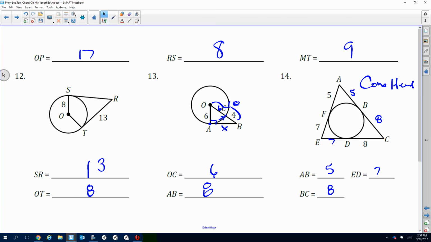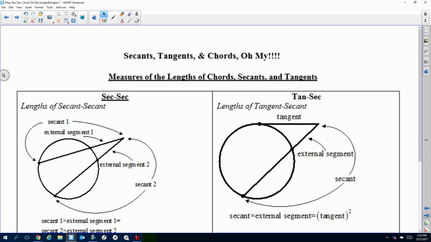Okay, so guys, this is the part you have to add to complete the homework. This is the gold or orange paper you picked up when you walked in.